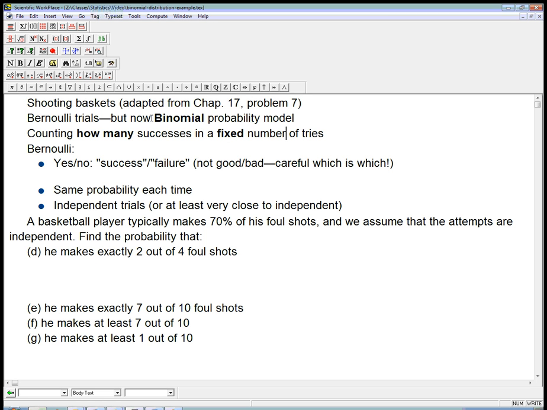In a different video, probably, I'll talk about why this is called binomial. That's a term from algebra, and it's kind of obscure why this would apply. But there's a very neat connection, but we're not going to focus on it in this video.